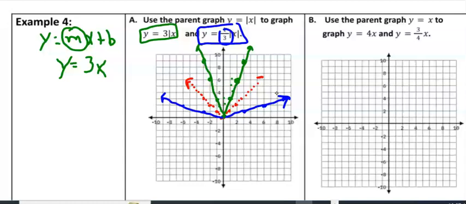The one in green is getting skinnier, isn't it? Relative to the parent function. We call that a vertical stretch.